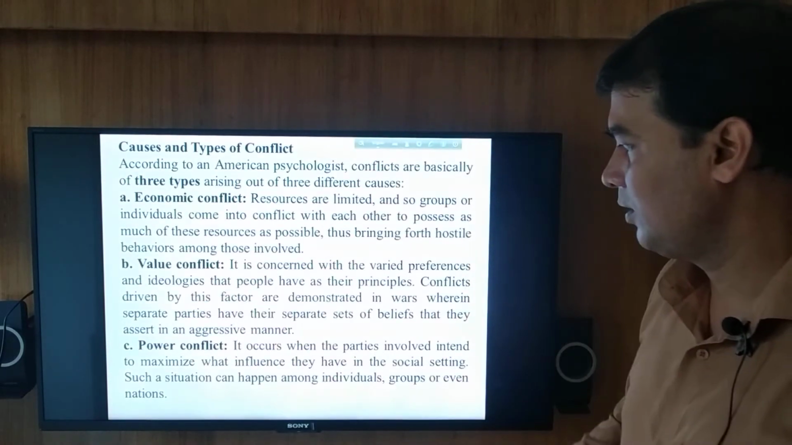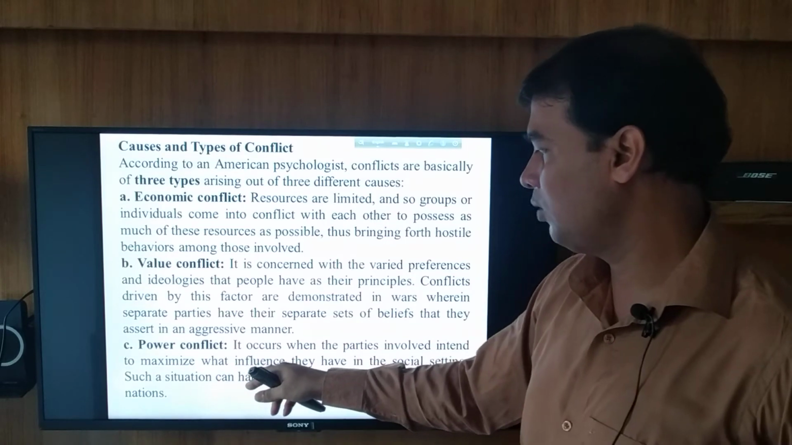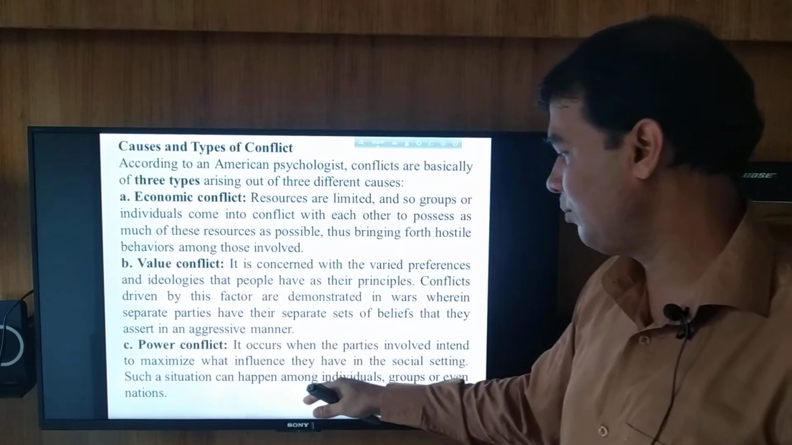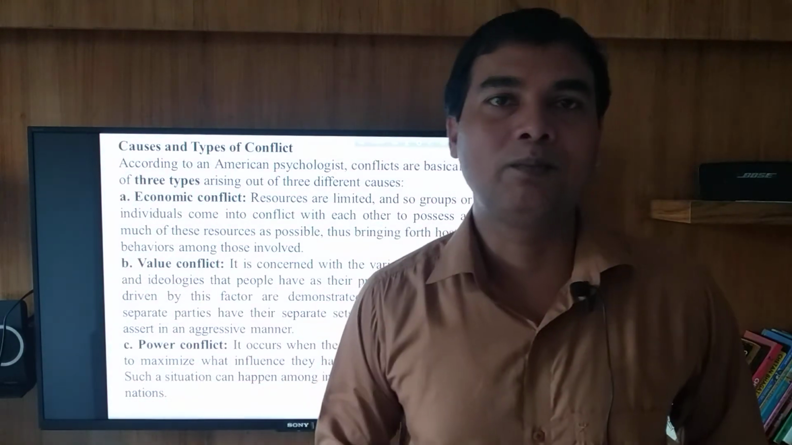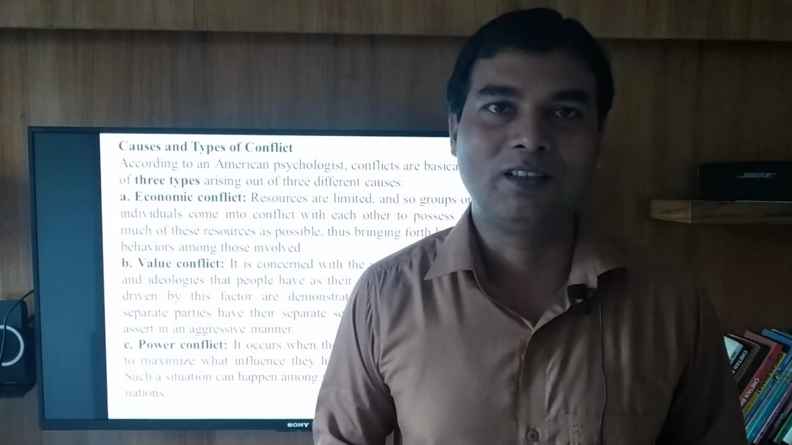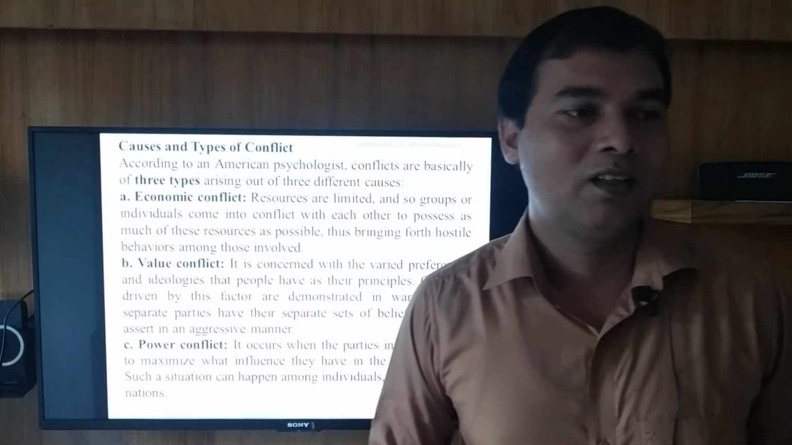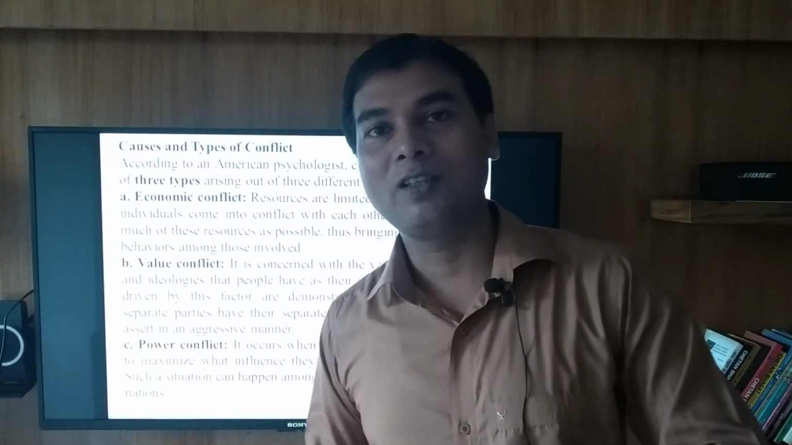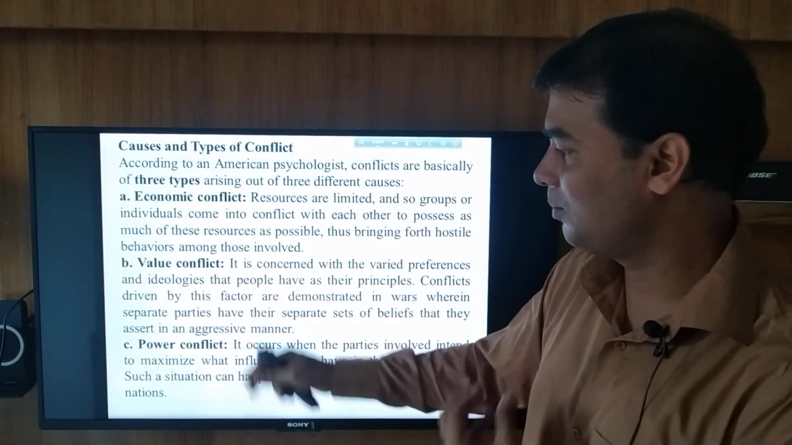And power conflict occurs when the parties involved intend to maximize the influence they have in the social setting. Such a situation can happen among individuals, groups, or even nations. This is very, very important. Power conflict: power regulates everything. Power is the most important thing in the universe. Michel Foucault says that power reproduces knowledge. So here you see how powerful this concept is.